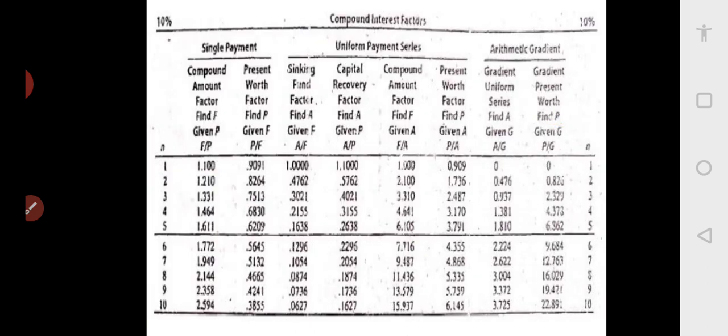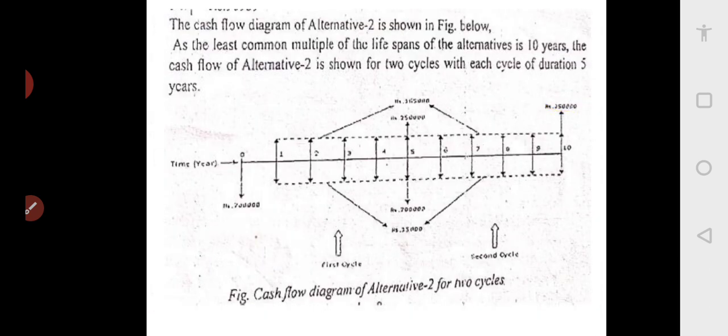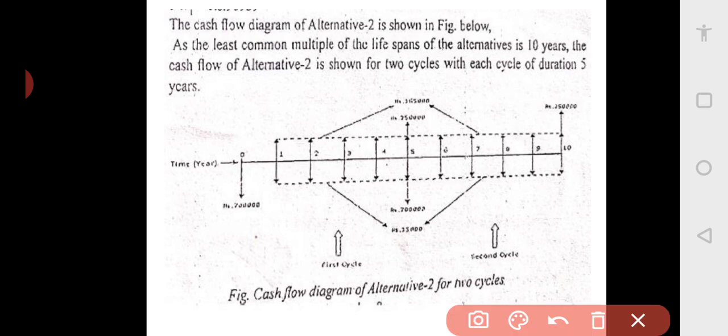Now we will go to the alternative 2. The cash flow diagram of alternative 2 is shown here. As the least common multiple of the lifespan of the alternatives is 10 years, the cash flow of alternative 2 is shown for 2 cycles, with each cycle of 5 years. Now you can see here, this is the line, 0, 1, 2, every year 1, 2, 3, 4, 5, 5 years. After 5 years what I am doing? So first I have spent 7 lakh rupees to buy the equipment.